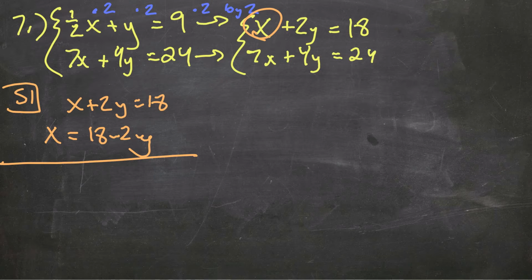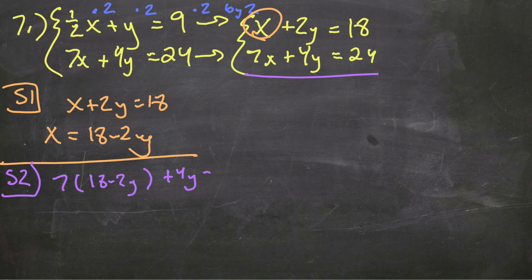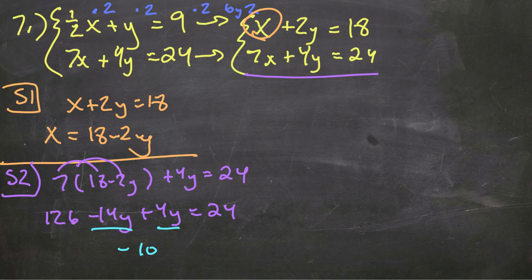All right, that takes me into step 2. Step 2 says I'm going to use the bottom equation. So I say 7 instead of x, I put 18 minus 2y, plus 4y equals 24. I distribute the 7. I get 126 minus 14y plus 4y equals 24. Step 3 says I'm going to combine my like terms. I'm going to get minus 10y plus 126 equals 24.